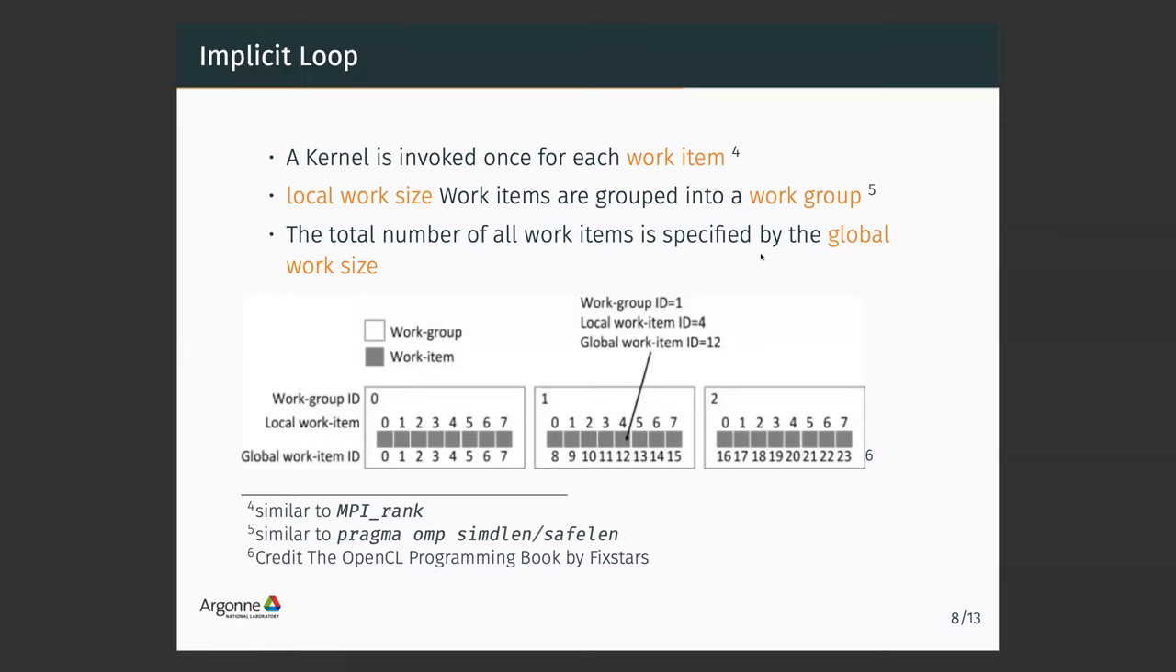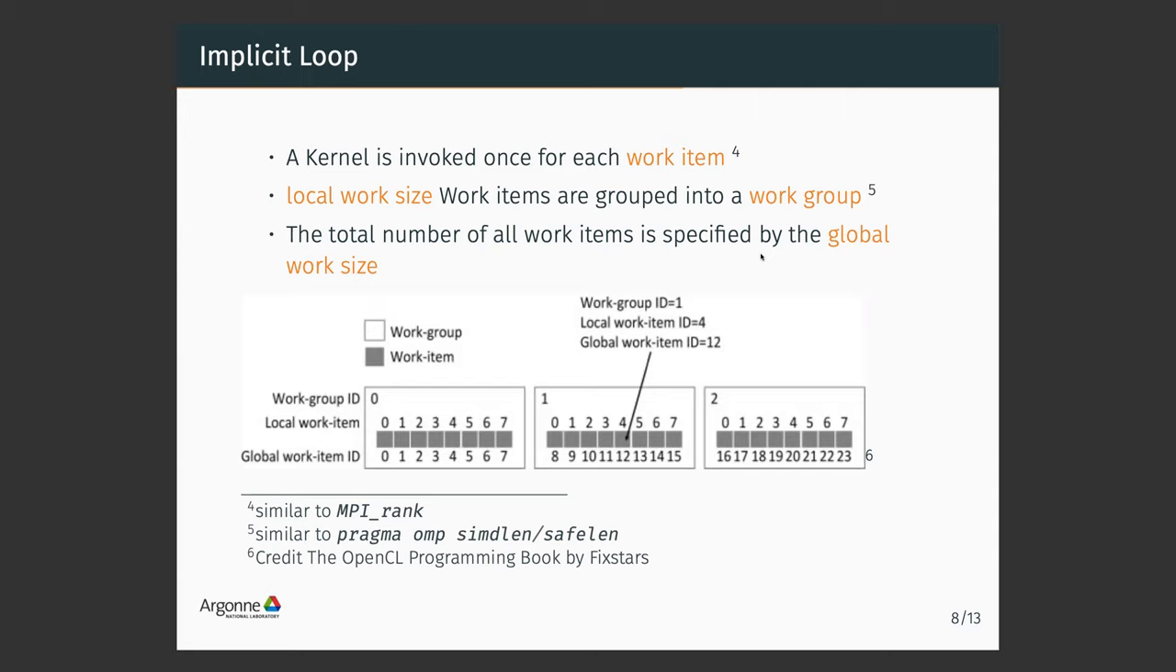And for performance reasons, you need to bundle each work item into a work group. So it's really similar to, for example, vectorization. You need to bundle them together to be able to coalesce memory or to issue vector instructions. So this is what they call the work group, with a local work size. And the total number of iterations you want to do is what they call the global work size.